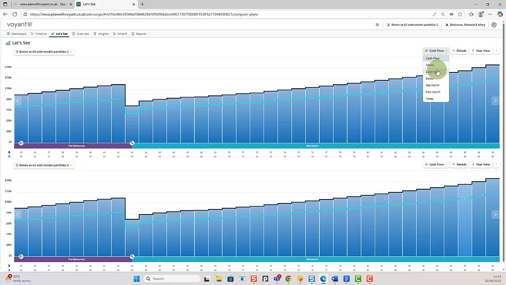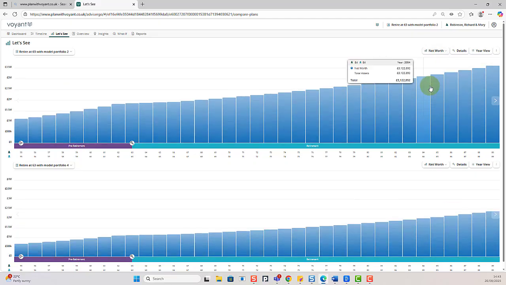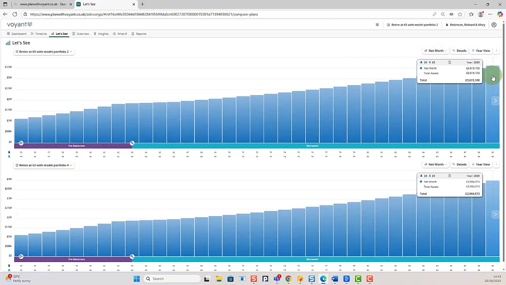Next, let's compare the net worth outcomes for the two portfolios. Portfolio 2 produces a more conservative outcome compared to Portfolio 4. The charts clearly show the difference between these two projections. Each portfolio is made up from different asset classes.